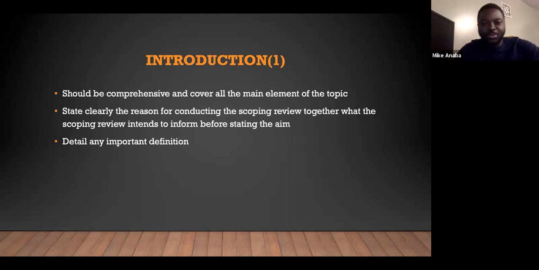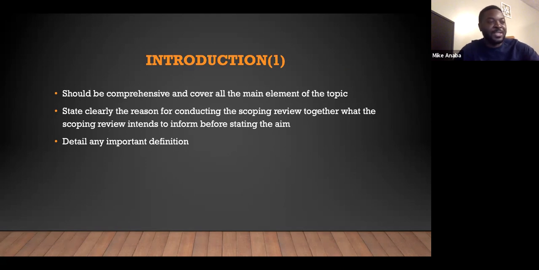for the protocol, you must have an introduction, and your introduction should be very comprehensive and cover all the main elements of your topic. And again, it's very important that it clearly states why you are conducting the scoping review. And then lastly, it must provide a detailed definition. So if you're looking at concepts that need clarification of what your readers should know, it's good that at that stage you define them clearly for people to understand.